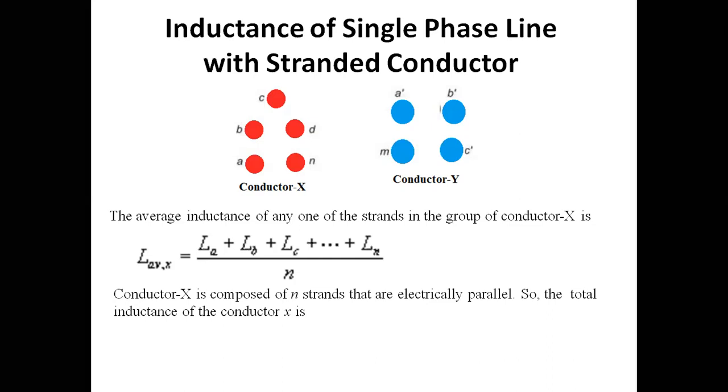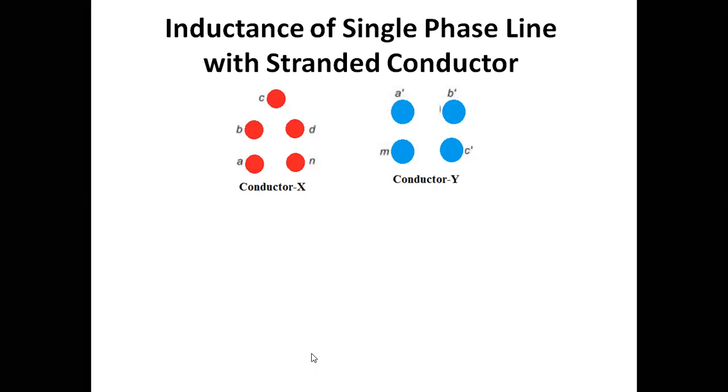So equivalent inductance in conductor X must be L average by N. It becomes finally LA plus LB plus LC dot dot dot divided by n square. Initially it is divided by n, now L average by n, it becomes n square. So this is the equation.